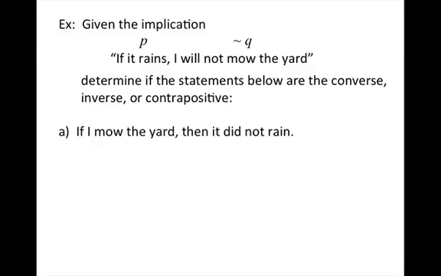Let's look at part A. If I mow the yard, then it did not rain. Well, mowing the yard was my Q. It did not rain. Well, if P is it will rain, then it will not rain is my not P. My original implication was P implies not Q. In this example, I have Q implies not P, so I've switched the order and negated them. That's the contrapositive.